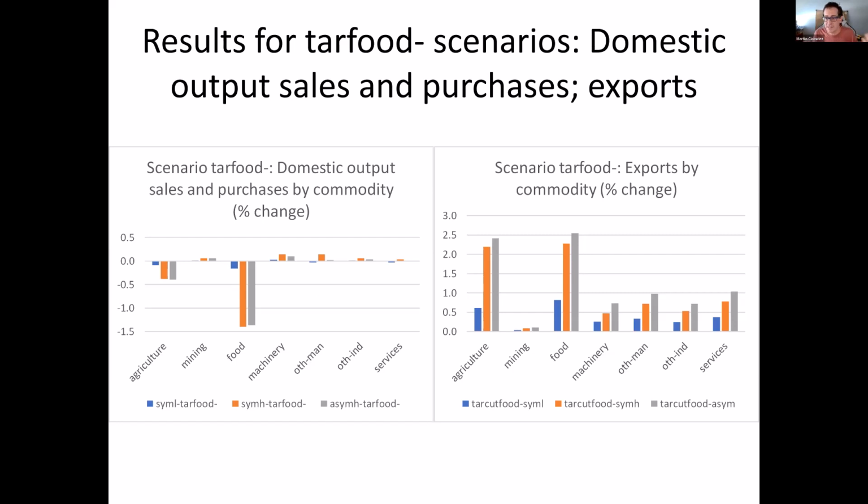So here what we see is import. We have that the imports are substituting for domestic products for food. In the case of agriculture, there is an input-output relationship to the food industry. So given that there is a decrease in the domestic production of food products, that has an impact on the production of one of the most important inputs to the food industry, which is the agricultural sector.